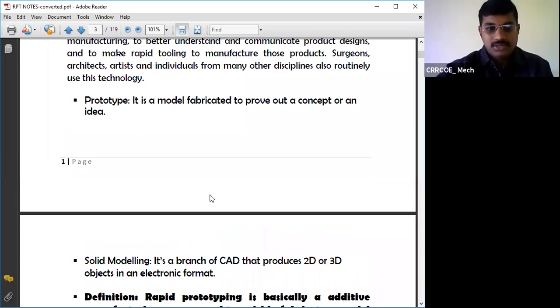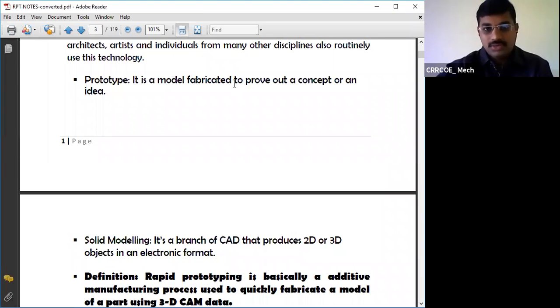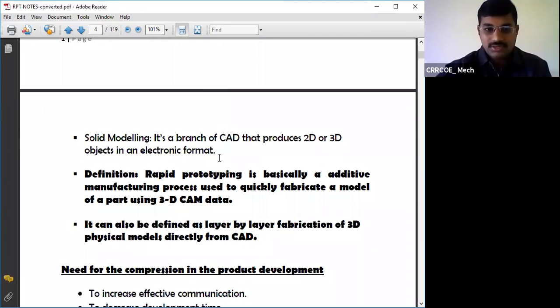So what is a prototype? Definition is given. Solid modeling. A prototype, you know very well, is a model fabricated to bring out your concept or idea. A model will be generated, and that particular model is known as a prototype. Solid modeling is 2D or 3D objects in an electronic format. They have given a small definition about this.